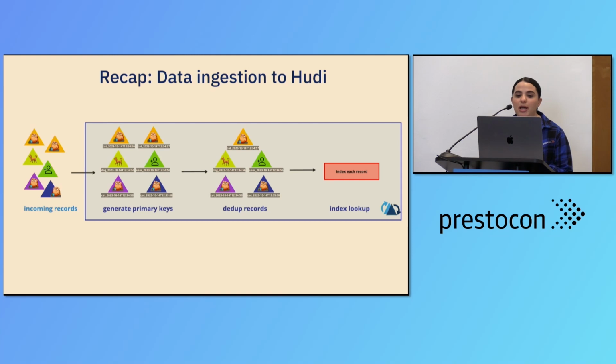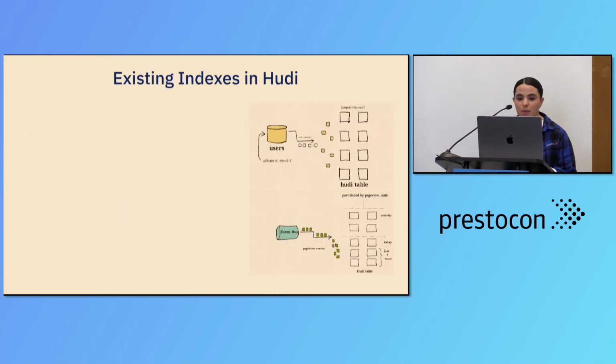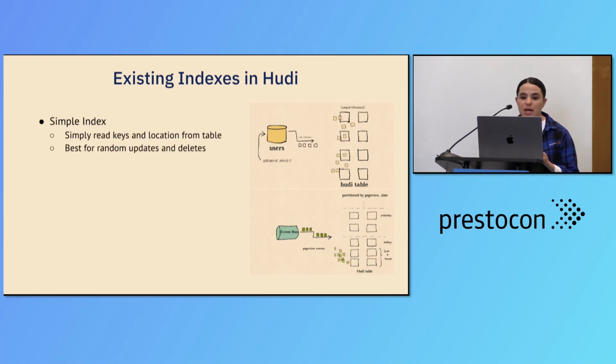So to recap, earlier I had mentioned that this is how data is processed in Hudi. We'll be focusing on the index part, and this is what some of the upcoming slides will talk about. Hudi already supports different indexes for different use cases, and there are two popular use cases that I've shown here. The first one is updating the dimension table from a user input. Usually this generates a lot of random updates spread across most files in the table. For this, you want to use a simple index for such a use case. It simply reads the key from the table and then finds the location.